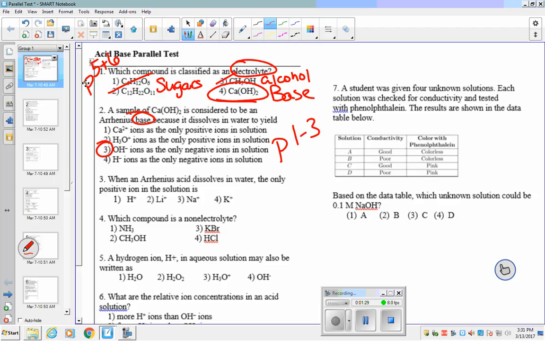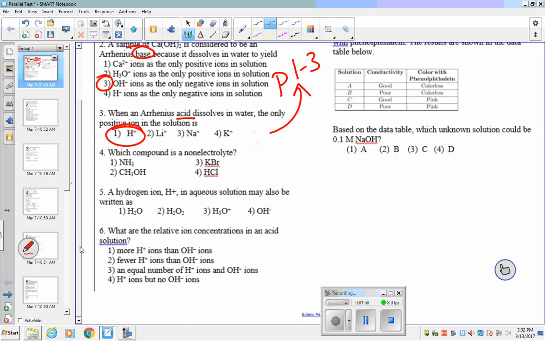When an Arrhenius acid dissolves in water, this is the opposite of the question before it, so we're looking now at the acid definition. The acid definition is that we are going to get H+ ions in solution, and that's also a definitional question from pages 1 to 3 as well. So you can access the same pages. We had a nice table that summarized that.